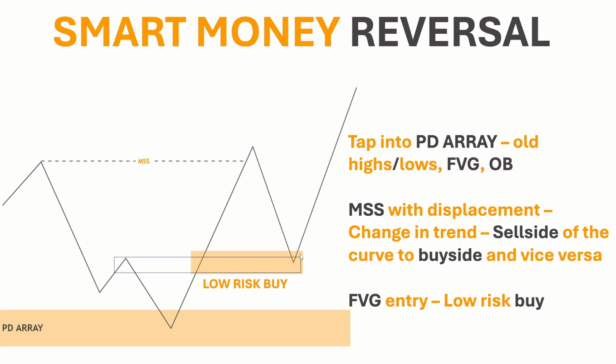So what are the conditions for a smart money reversal? Firstly, we want to tap into a PD array. A PD array such as old highs or lows. So if we have an old high like this, if market were to run that old high, that could be a PD array. A fair value gap or an order block, we could tap into a fair value gap, or we could tap into an order block. These are all valid PD arrays.